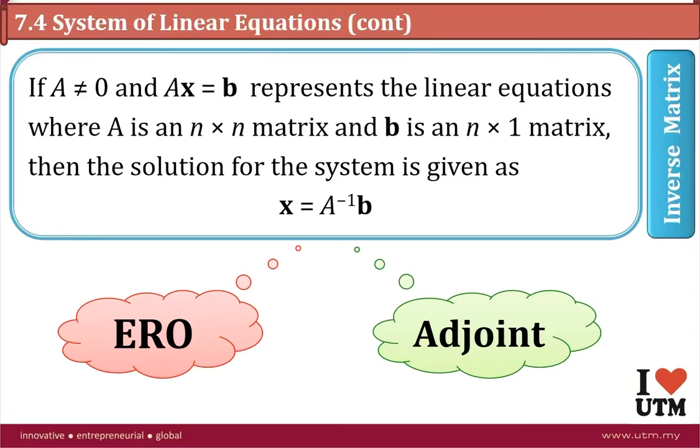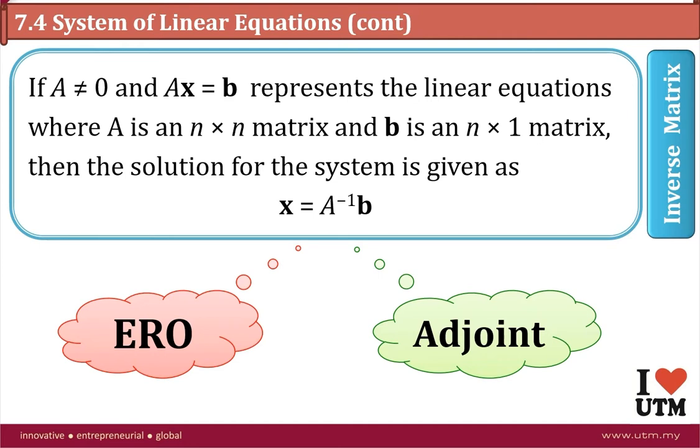Okay, as you know, we have four methods to solve the system of linear equations. The first one is Gauss method, the second one is Gauss-Jordan, the third one is inverse matrix, and the last one is Cramer's rule. In this video I will explain the inverse matrix and also Cramer's rule.